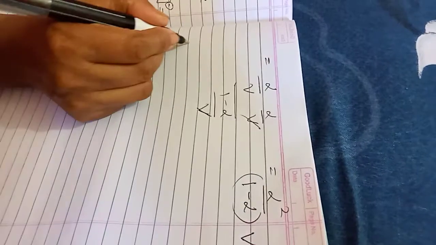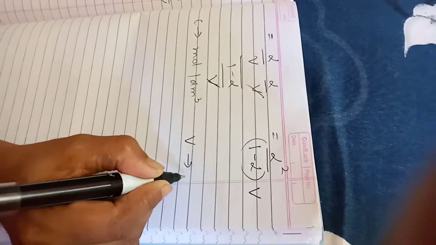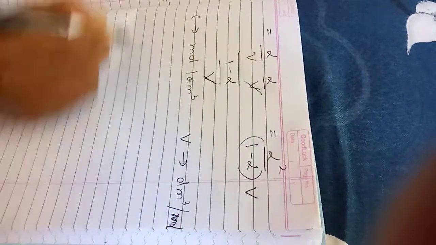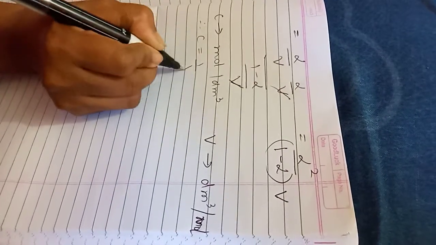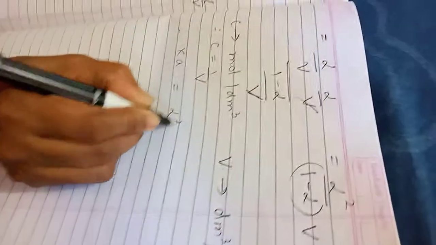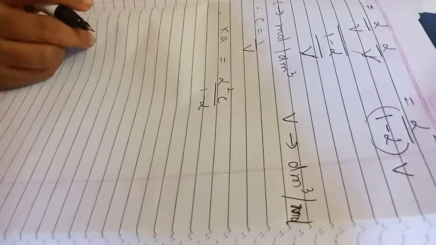Okay? If C is the concentration in mole per dm cube and V is the volume in dm cube per mole, then since they are exactly reciprocal of each other, C is equal to 1 upon V. Therefore what is Ka? It will be alpha square C divided by 1 minus alpha. Are you okay? So Ka is alpha square C divided by 1 minus alpha.